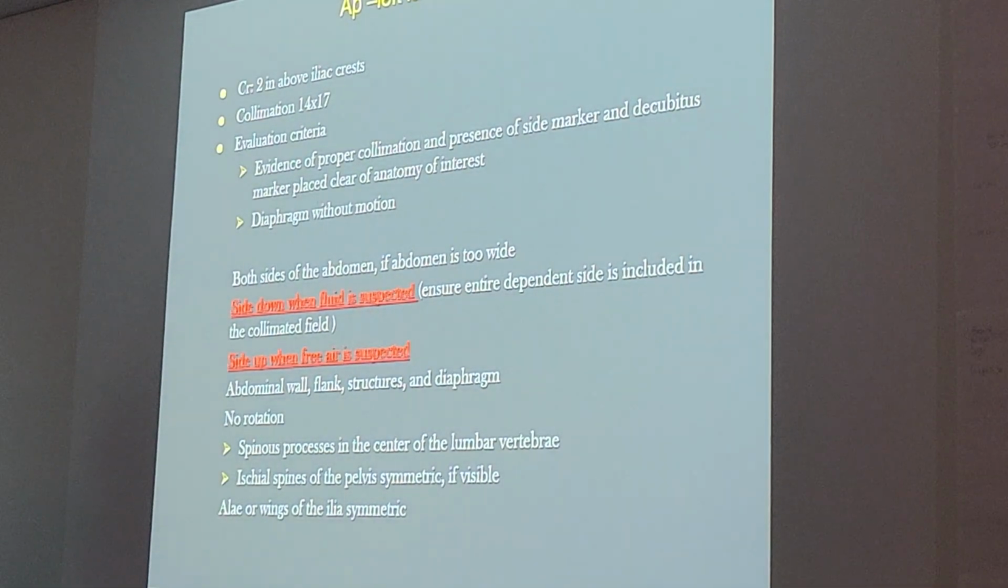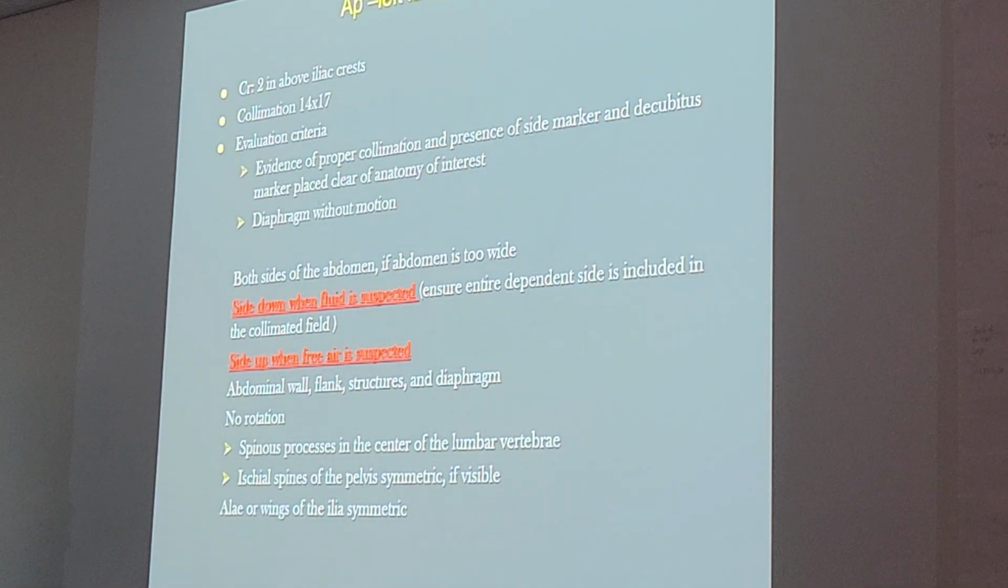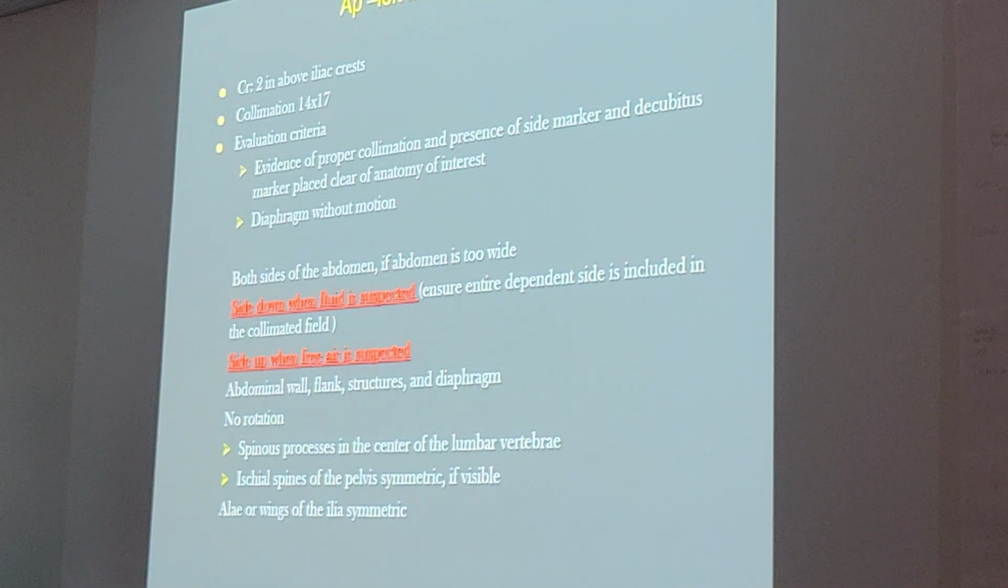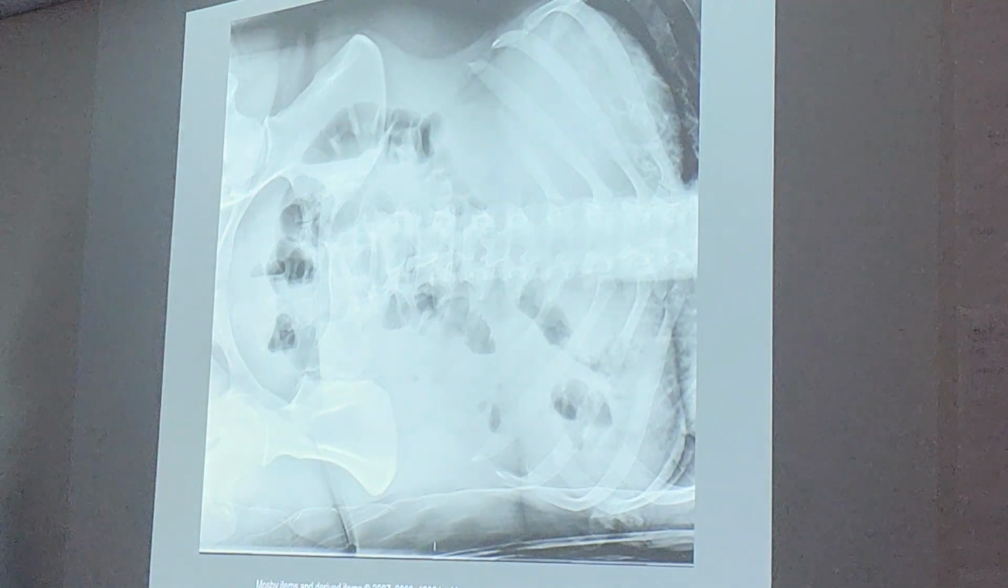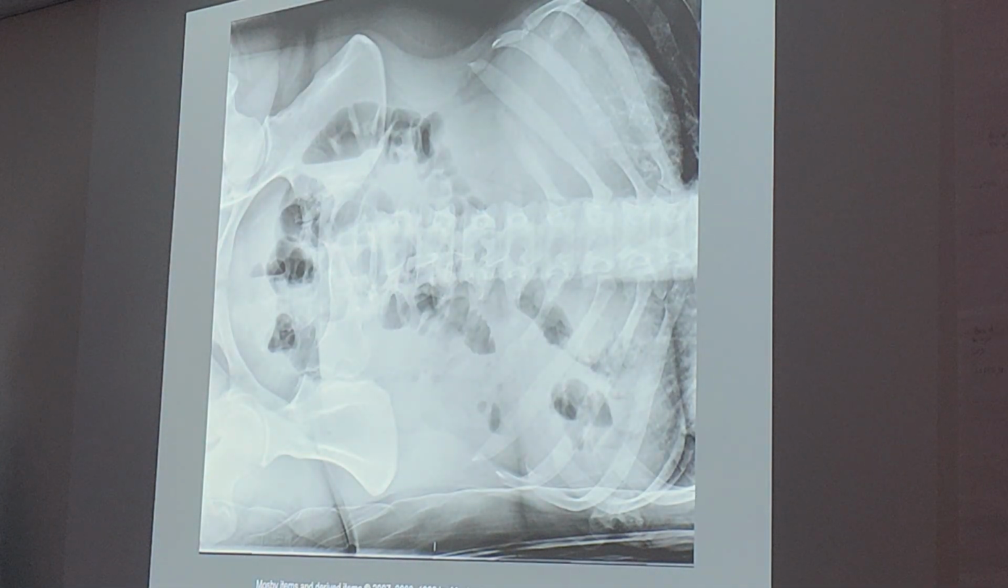Okay, what do you mean by side down when fluid is suspected and side up when air is suspected? Shaheen, I know I told you this at least 10 times. Sorry. Okay, I know. If the fluid settles down, so the side down. Remember you said fluid falls and air rises. So if you suspect fluid on the left side of the abdomen, you would put the left side down. Yes. If you suspect air, you want the left side up. Yes, ma'am. Thanks, ma'am.